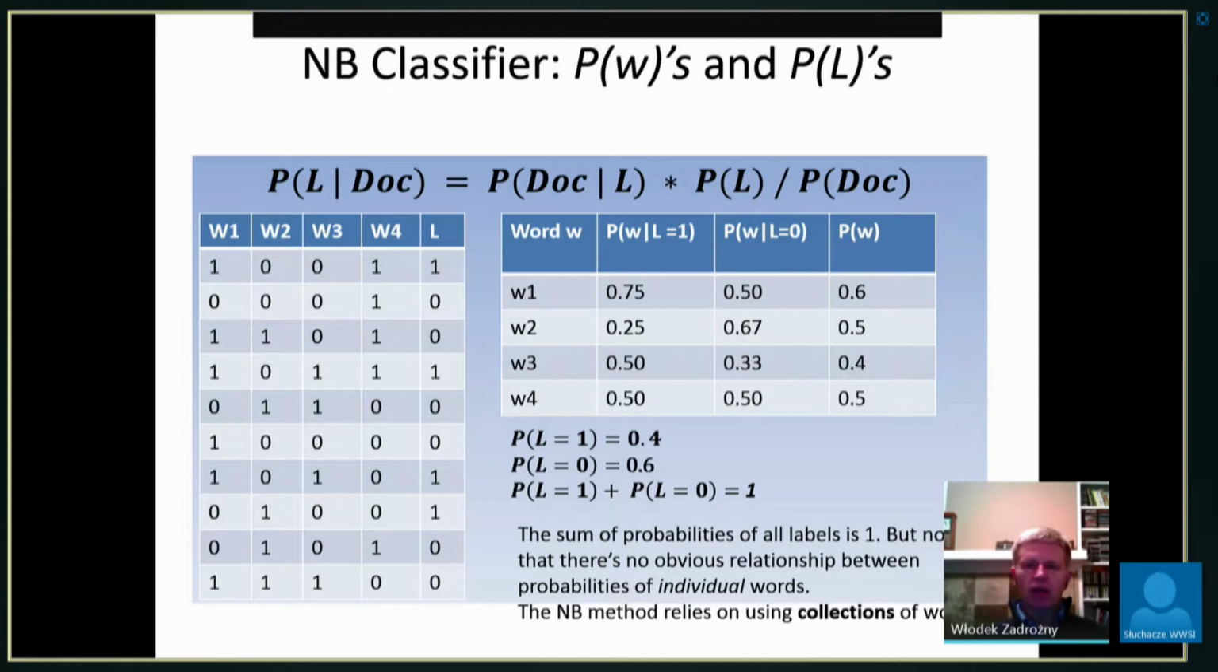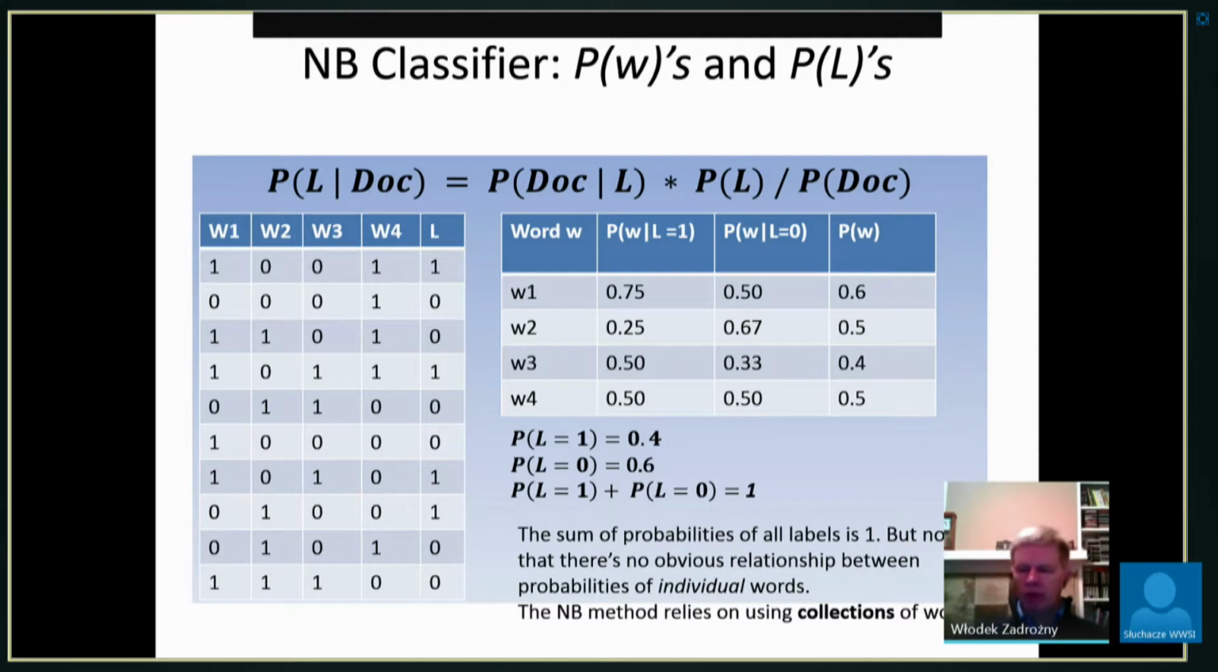But this slide talks about what we just explained a moment ago, that while the sum of the probabilities of the labels is 1, there is no obvious relationship between the probabilities of individual words. And the naive Bayes method relies on using collections of words.